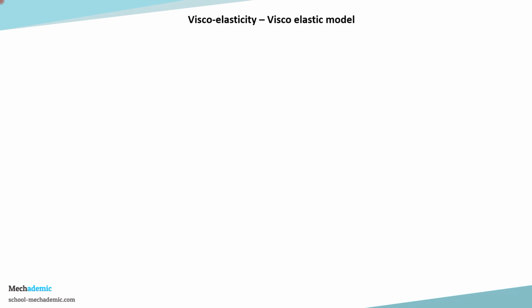Now let's understand the property of viscoelasticity of the polymers or plastics. Now this is a very critical property which differentiates plastics from the general engineering metals.